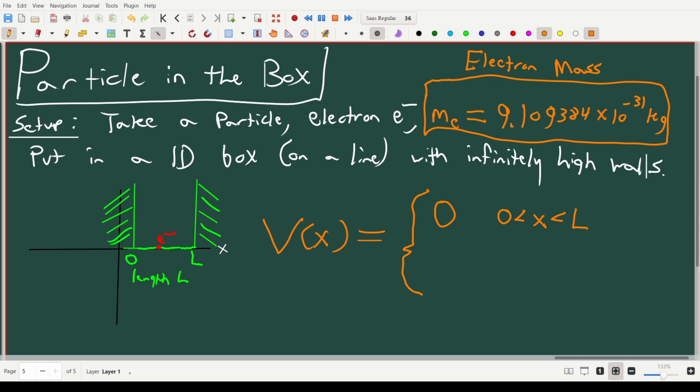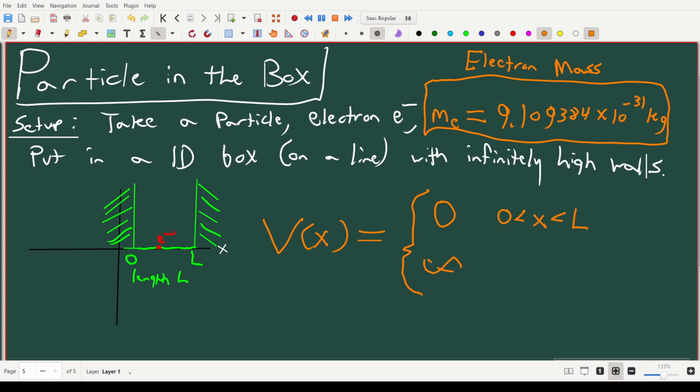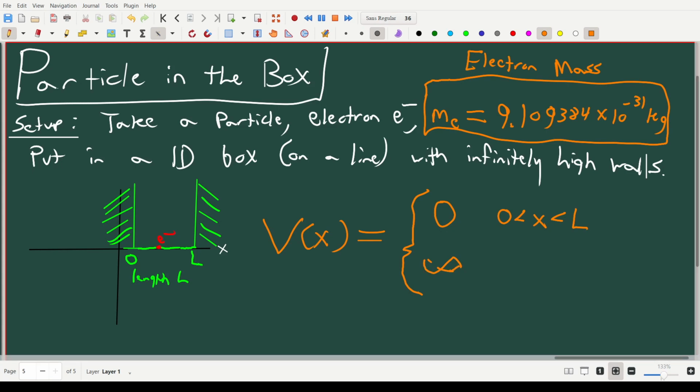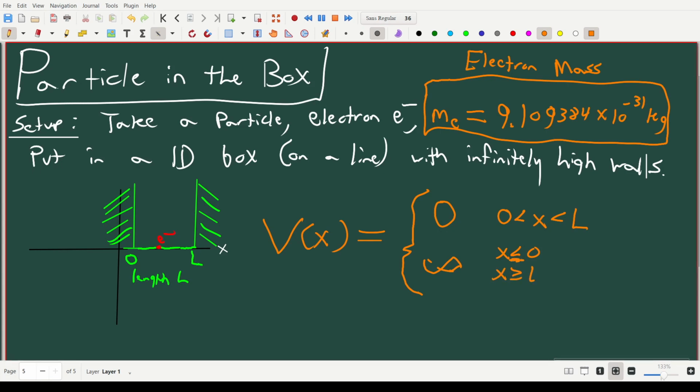And of course, what's the potential on the outside of the box? Well, it can't escape. It has infinitely high walls. So the potential outside the box is infinite. It has to have infinite energy to be outside the box. It's infinitely hard to get outside the box. So this potential is infinite outside, when x is less than or equal to 0, or x is greater than or equal to L.